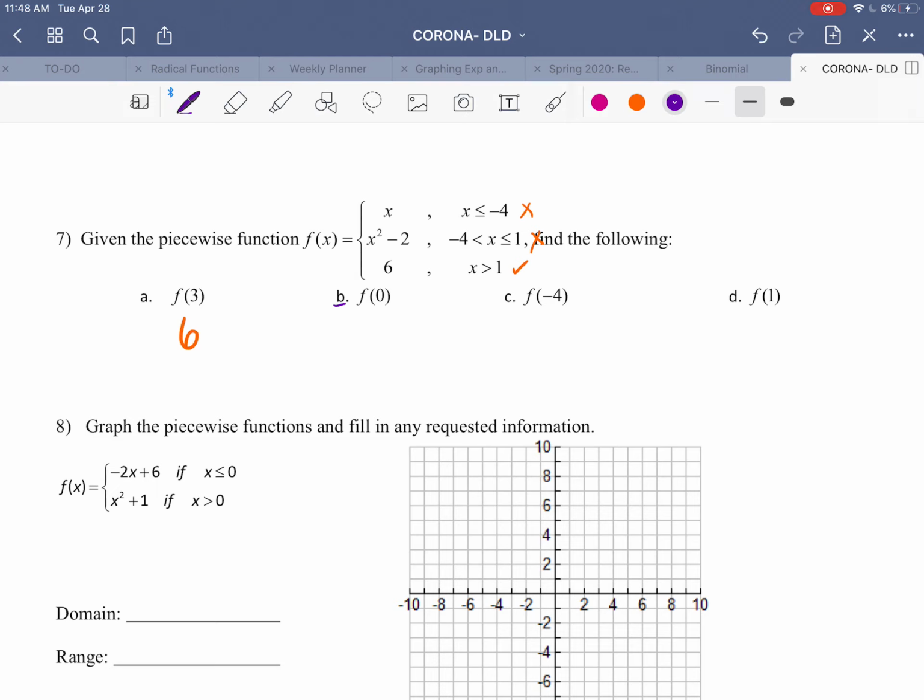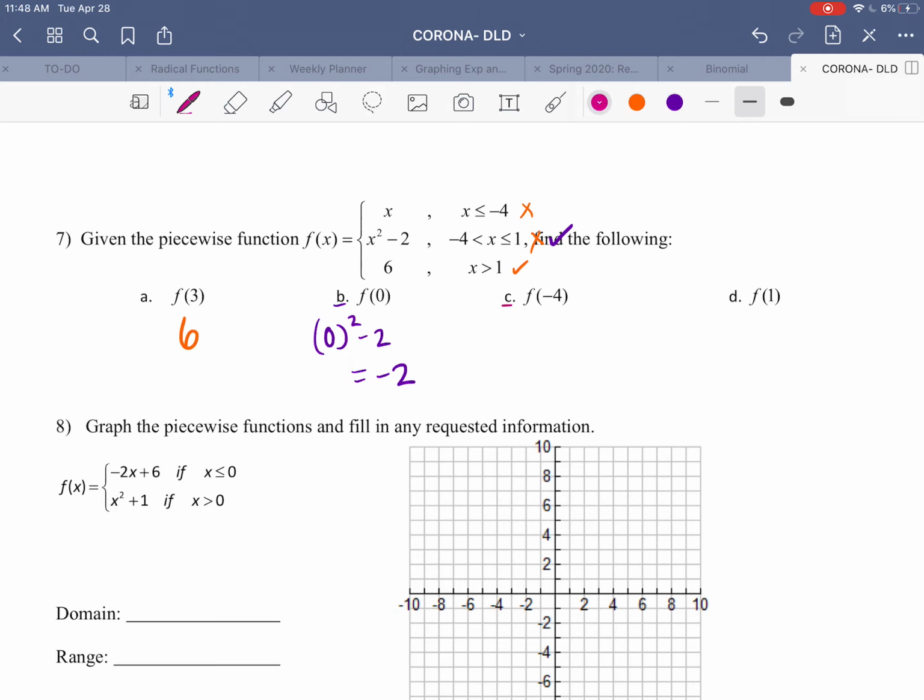Okay, now for B, we want to find f of 0. 0 is going to fall between this one right here. So we're going to plug in 0 for x, and we're going to have 0 squared minus 2, which equals -2. So the answer there is -2.